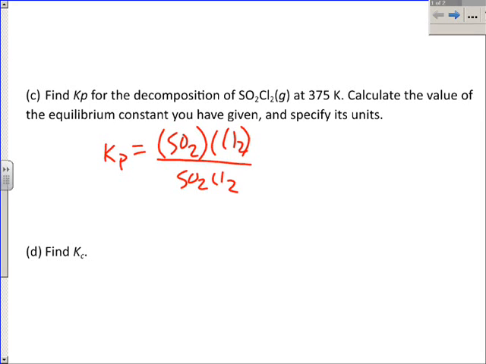And we knew from the previous problem that both of those were 0.63 and the pressure on the bottom was 0.17. So Kp in this particular problem would equal 2.3. Remember, K values don't have a unit. So that would be our calculation of Kp.